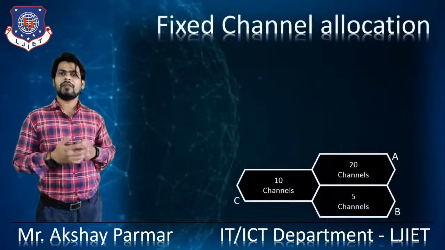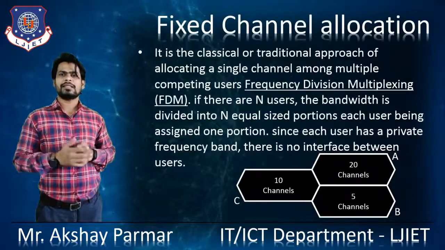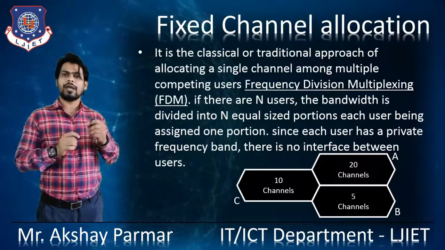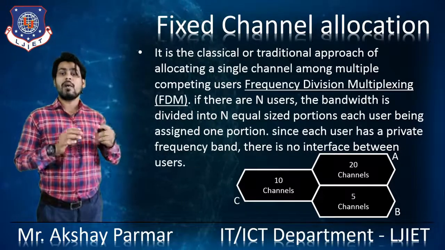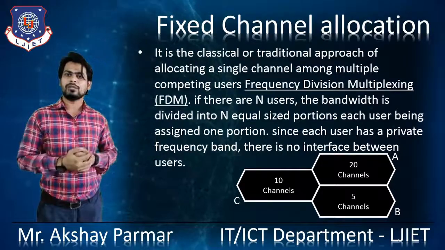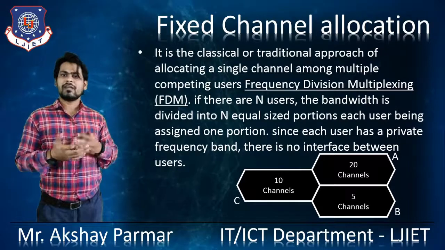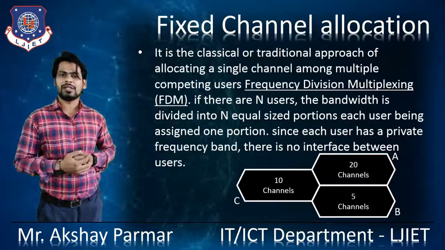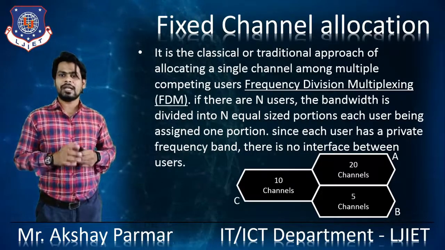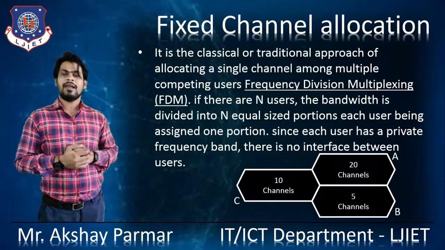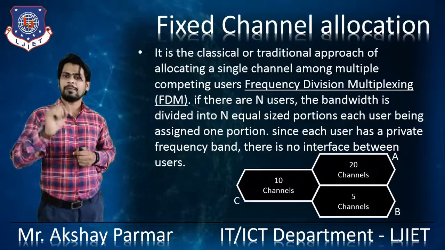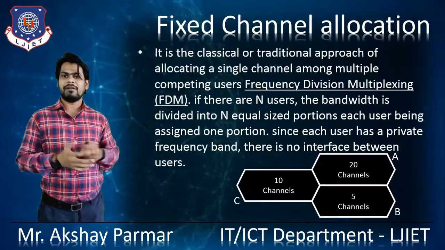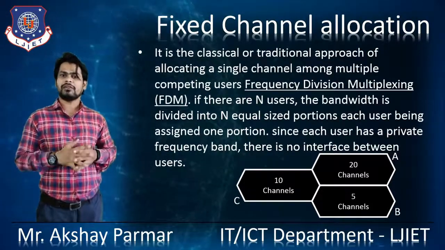So let's begin with fixed channel allocation. What is that? It is a classical and traditional approach of allocating a single channel among multiple competing users that uses frequency division multiplexing. As we have discussed, if there are n users, the bandwidth is divided into n equal-size portions, with each user being assigned one portion. Since each user has a private frequency bandwidth, there is no chance of interference.